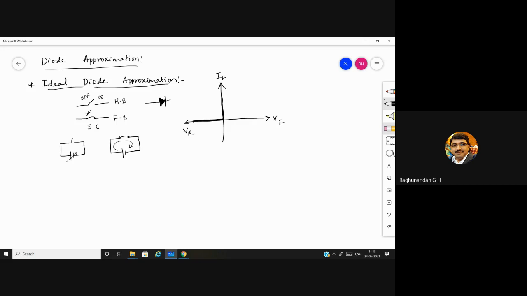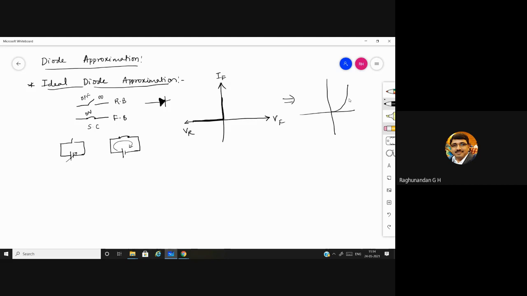Then they compared this with the VI characteristics we have already obtained for the practical diode. Now just look into those VI characteristics. Is it matching with this VI characteristics? This and this, is there any matching between them? No, sir. That's why the ideal diode approximation failed, and there is no exact matching with this analysis.